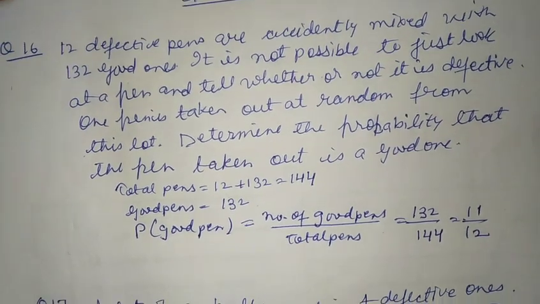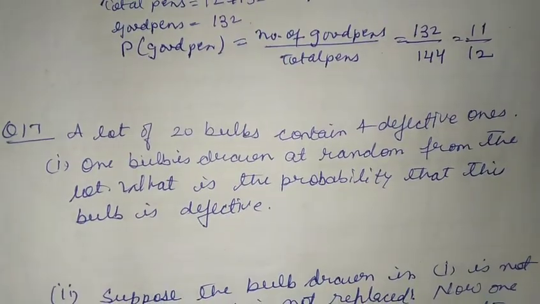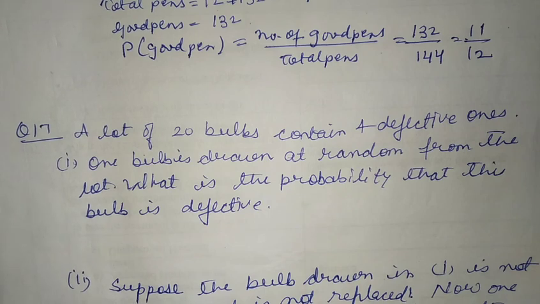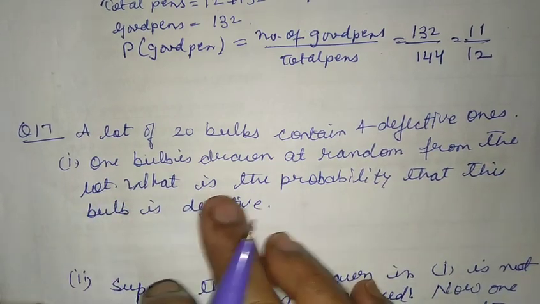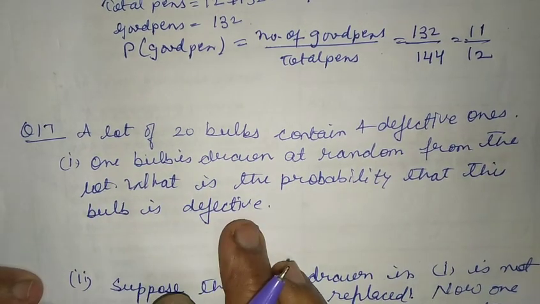Now let us go to our 17th question. It says a lot of 20 bulbs contains 4 defective ones. One bulb is drawn at random from the lot. What is the probability that the bulb is defective?